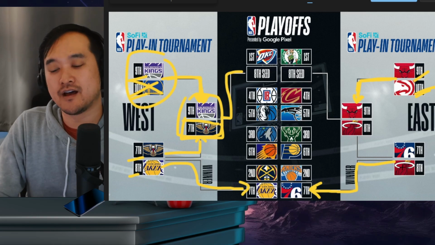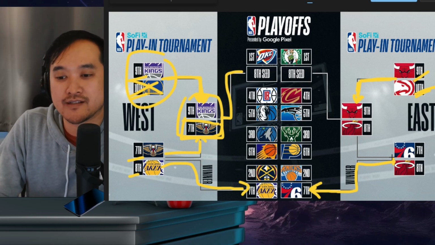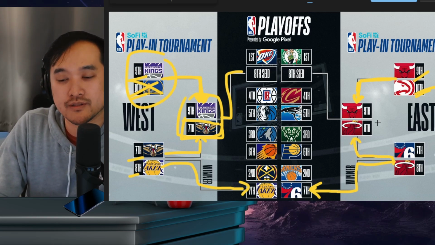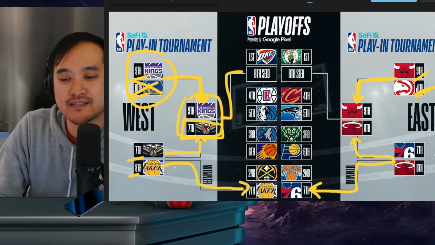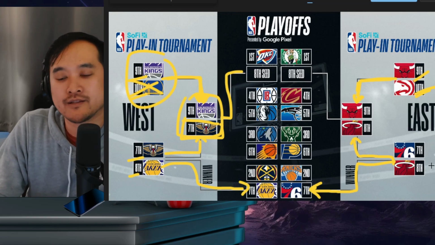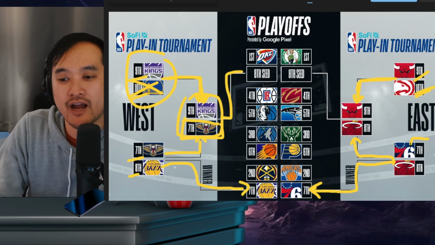And since the Heat lost against the 76ers, they're set up to play against the Bulls who won their previous match earlier. I know it looks confusing because there's 9th and 10th spots up here and the 7th and 8th spots here. It's only because it's how the brackets are formed to give the team with the higher seed a second chance at making the playoffs.